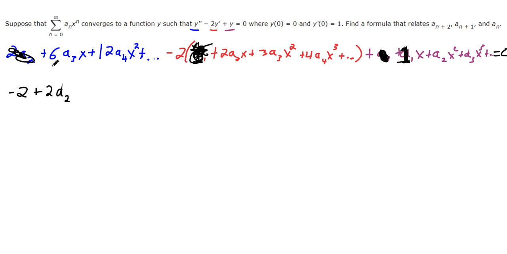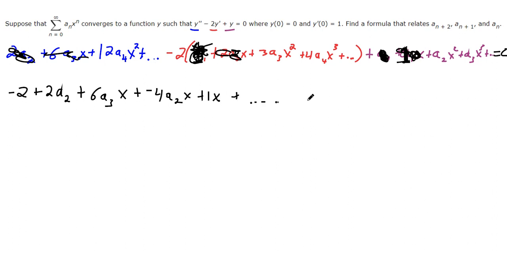But we have 6a sub 3x. So we'll start writing out all the terms that have x to the first power. So that's -2 times 2 makes -4, a sub 2x. So we got that taken care of. We got 1x. So we can cross that out. And then we can start working on the x squared terms here. But maybe we can stop here.